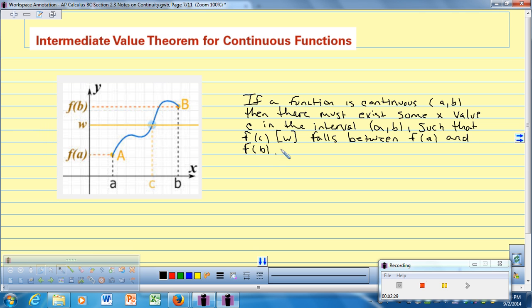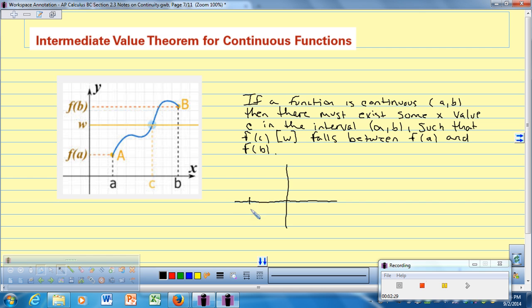So the basic idea is, if the function is continuous on the interval from a to b, I cannot get from f of a to f of b without going through every single y value between f of a and f of b. This is useful in problems like determining if we have a 0 between two y values or two function values.